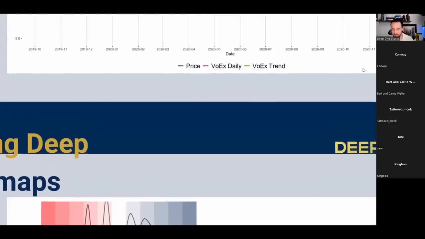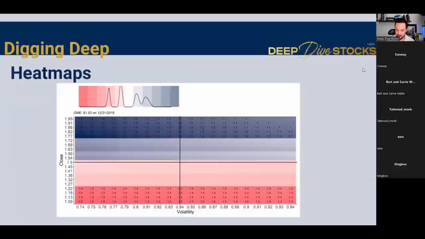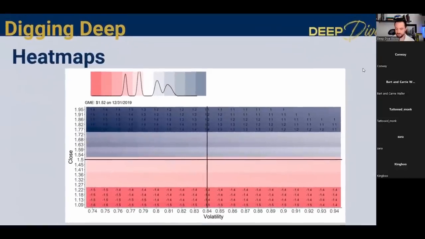And what do you guys think the options heat map is gonna look like? Well, you spoiled it already, so I'm gonna. Oh shit! Yeah, that's right. I shared it. All right. What is this heat map?